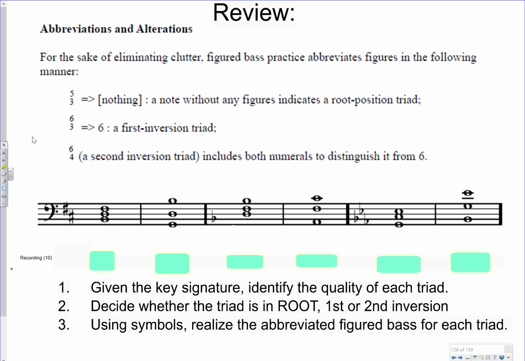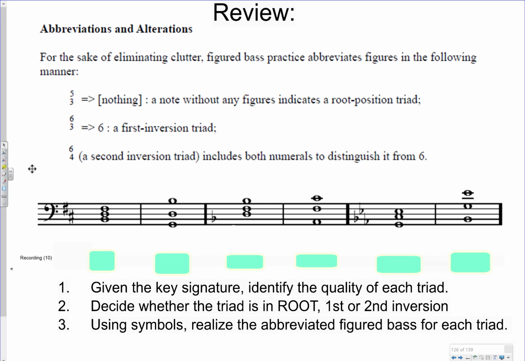Okay, so let's do some review when we talk about figured bass. For the sake of eliminating clutter, figured bass practice abbreviates figures in the following manner. A root position 5-3 would be nothing. A note without any figures indicates a root position triad. For first inversion triads, the full Arabic numeral is 6-3. The abbreviation is 6. When we see a 6, we are dealing with a first inversion triad. Second inversion triads involve two numbers, 6-4. It must include both numbers to distinguish it from 6.